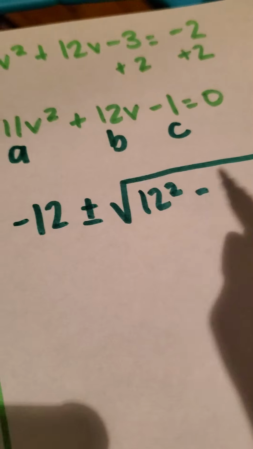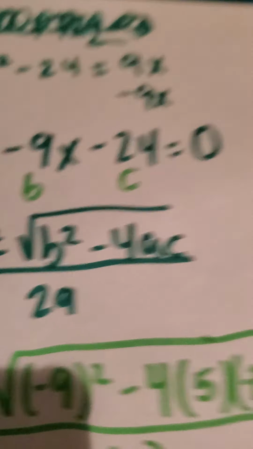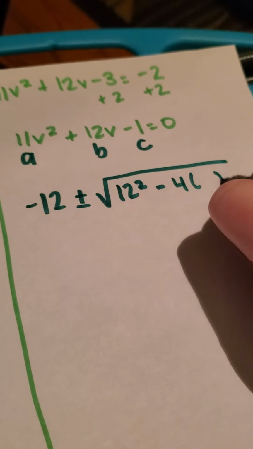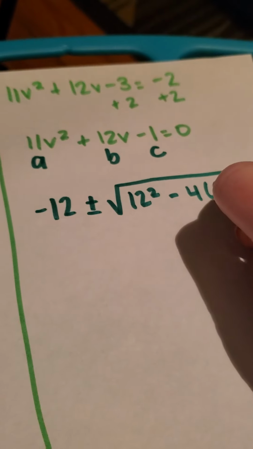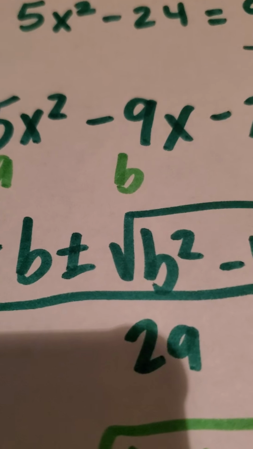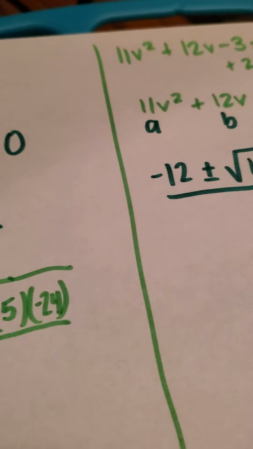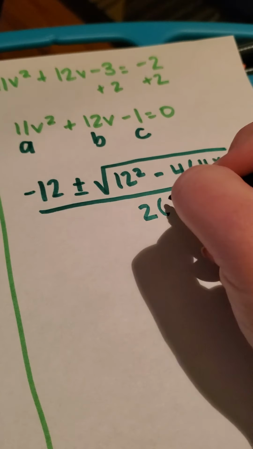12 squared minus, then it's 4 times a times c. So 4 times a times c. So a is 11. And C is -1. And then that is all over. The 2A goes on the bottom. 2 times A is 11.